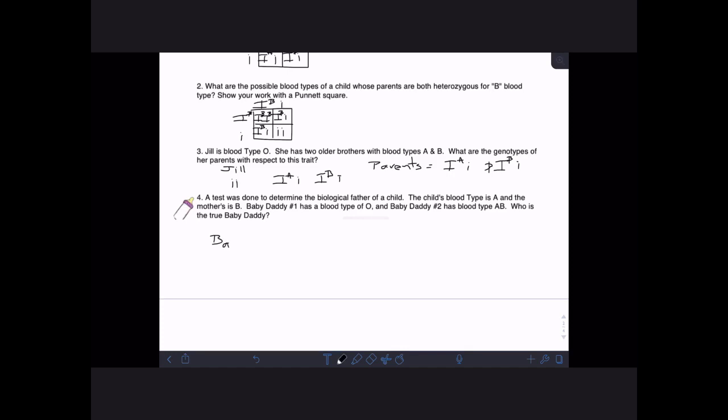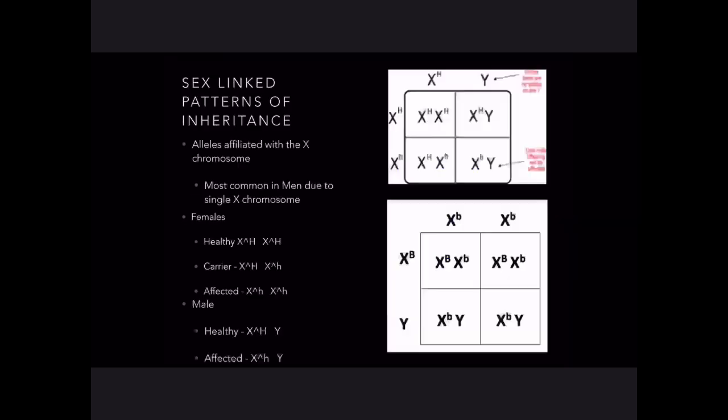Well, we see that the mother has blood type B and the child has blood type A. So that crosses out baby daddy number 1 because he does not have any blood type A allele. It is not possible for the baby to have blood type A if the father has blood type O. So you find that baby daddy 2 is the answer.